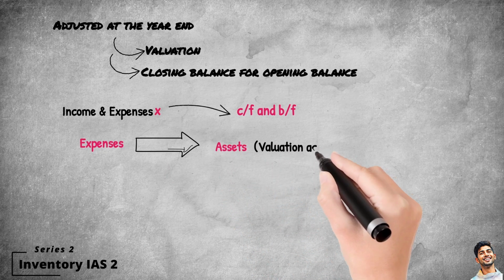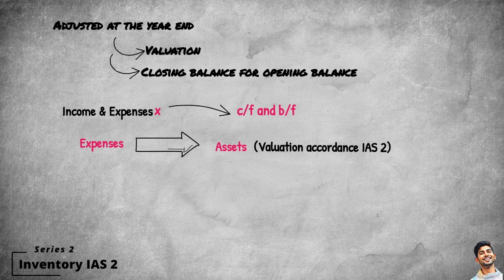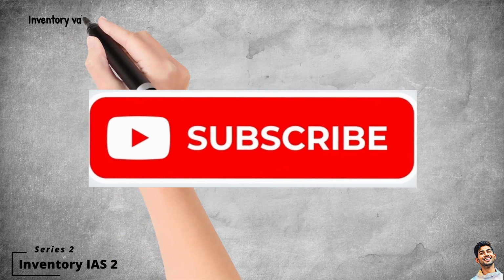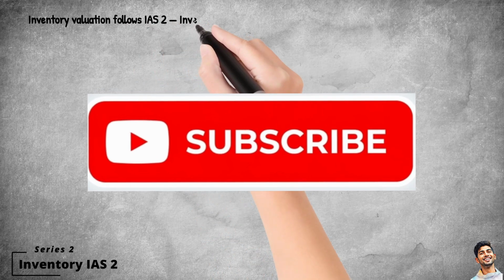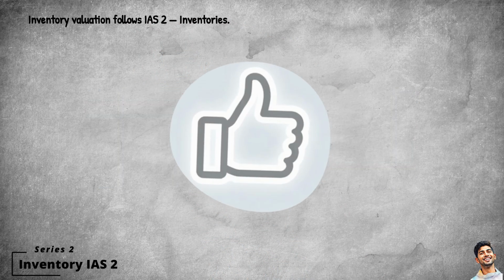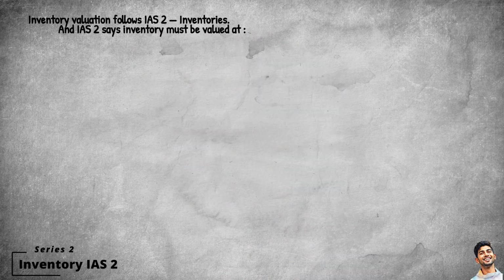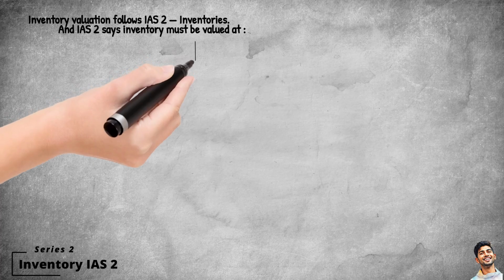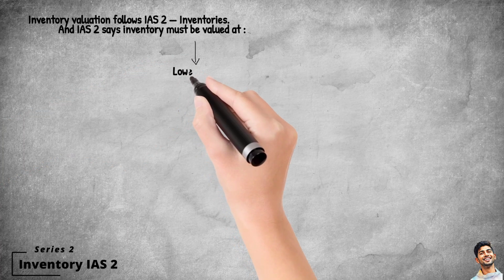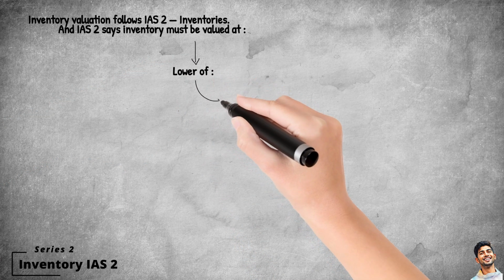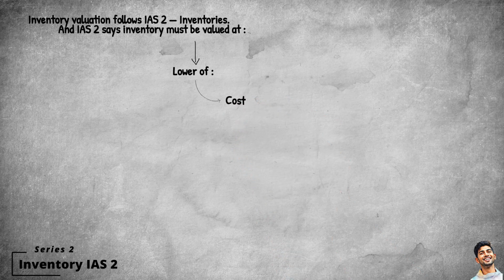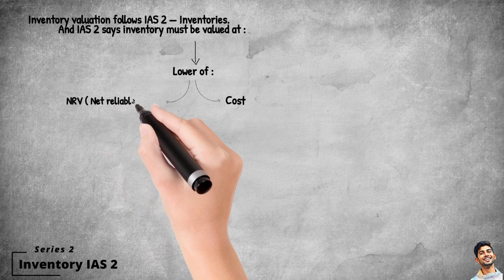Now let's talk about valuation, in accordance with IAS 2. How do we value inventory at the year end? IAS 2 says inventory must be valued at the lower of cost or NRV, which is net realizable value.